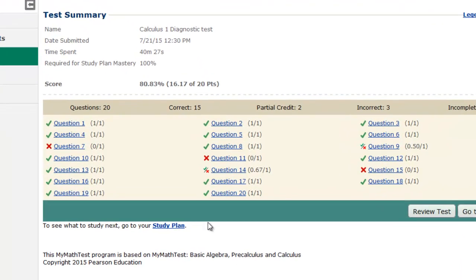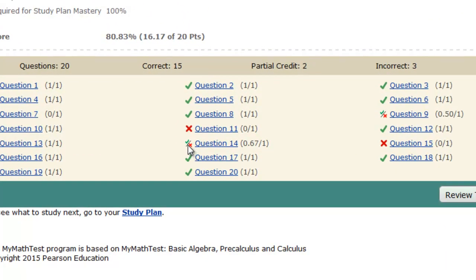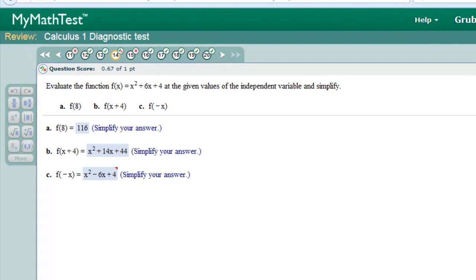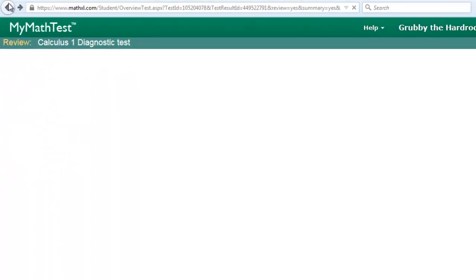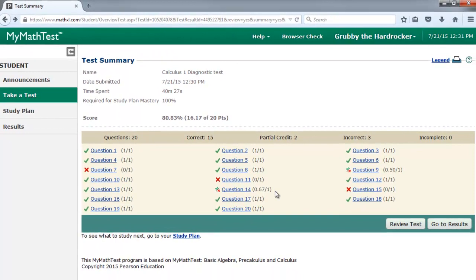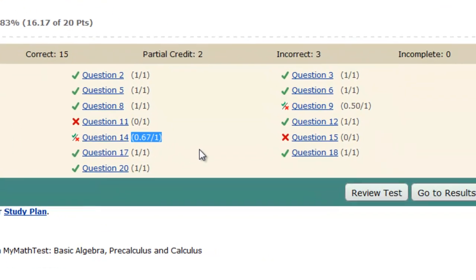If I go back to the test summary, I'll also see some problems that have a check and an X, a right and a wrong. So what does that actually mean? Well, let's see. In this case, my problem 14 was a multi-part problem. It had 3 different parts to it. I apparently got the first 2 parts correctly, but the last part, whose correct answer was x squared minus 6x plus 4, I had an extra negative running around in it. So I was given 2/3 credit on this problem.